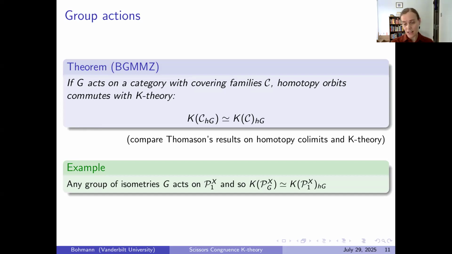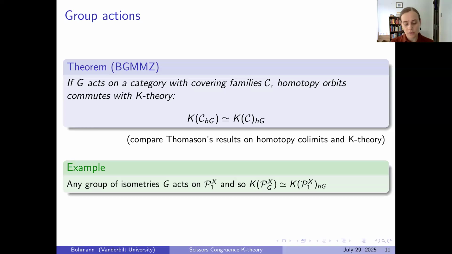So I can get scissors congruence with any group of isometries I like by taking homotopy orbits always of the same object, which is the K-theory of scissors congruence with no isometries allowed except the identity one. So I can get anything this way. And that's what makes this quite useful.